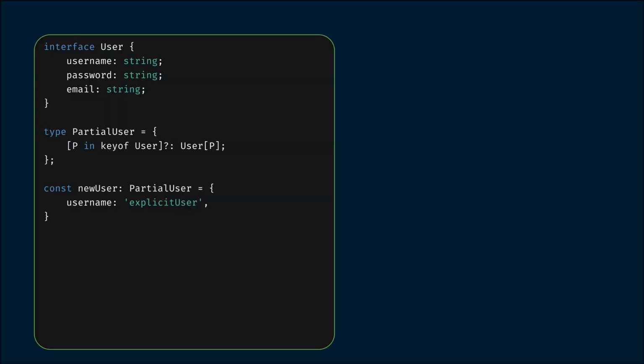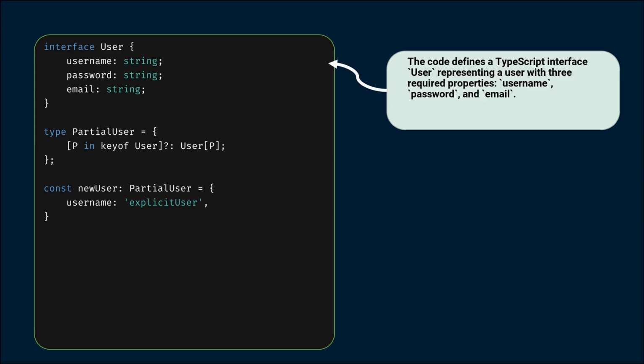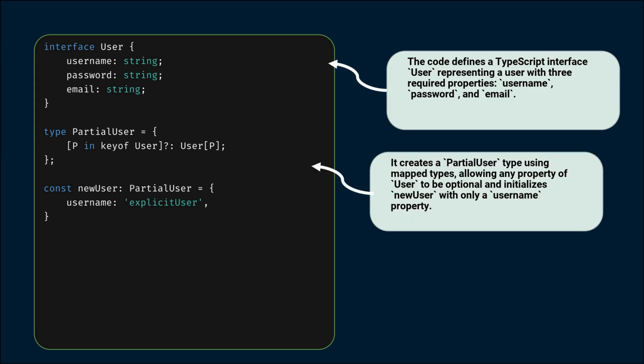Now let's see how we can implement a map type in TypeScript to make properties optional. In the code, we define an interface called user, which consists of 3 required properties: username, password, and email. To create a new type where all these properties are optional, we utilize a map type syntax. The type partialUser is defined using a TypeScript feature that iterates over each property P in the user interface and appends a question mark to indicate that each property does not need to be present when creating an object of this type. Next, we demonstrate this with an instantiation of partialUser named newUser.